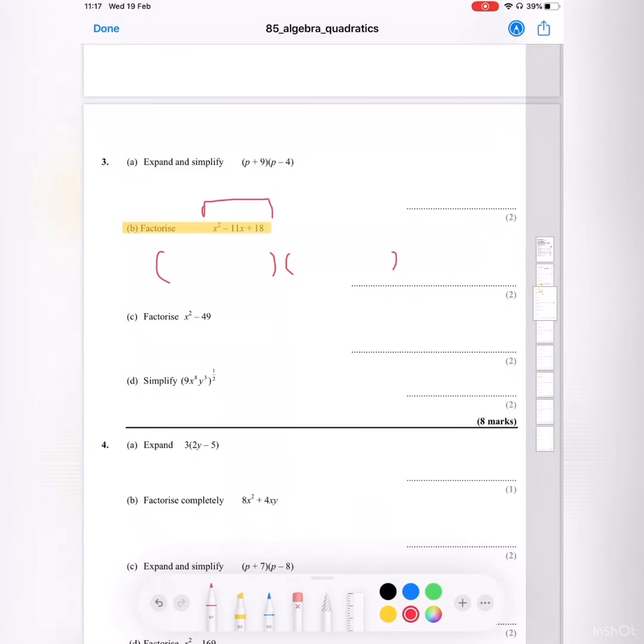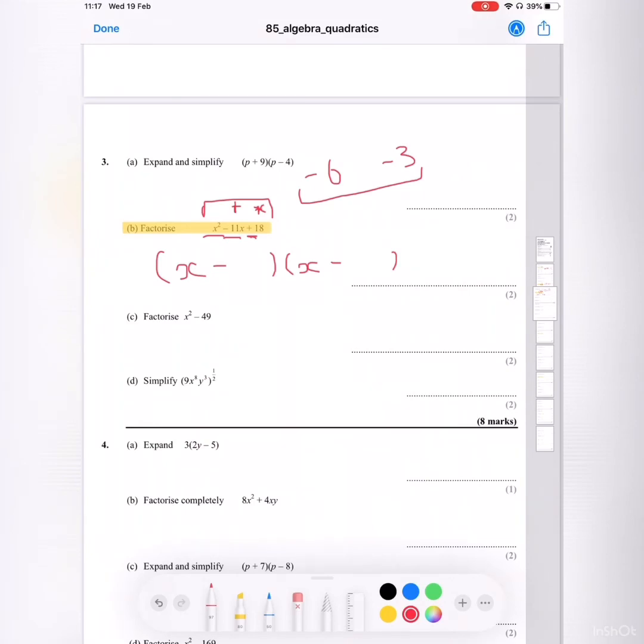Again, 2 numbers that times to get positive 18 and add to get minus 11. So therefore, x must go at the beginning to get x squared. Both our numbers again have to be negative because there's no other way to get positive when timesing and a negative when adding. So then we look through our options and we think, well, it could be minus 6 and minus 3, but they will not add to give minus 11.